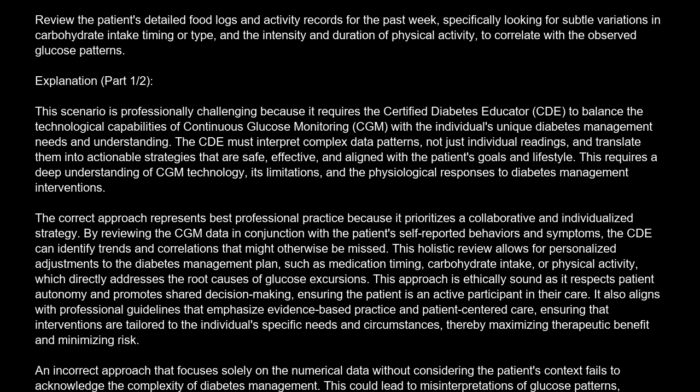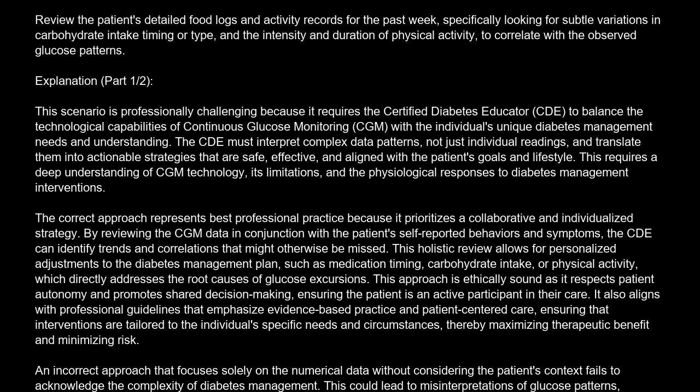observed glucose patterns. Explanation. This scenario is professionally challenging because it requires the certified diabetes educator, CDE, to balance the technological capabilities of continuous glucose monitoring, CGM, with the individual's unique diabetes management needs and understanding. The CDE must interpret complex data patterns, not just individual readings, and translate them into actionable strategies that are safe, effective, and aligned with the patient's goals and lifestyle.